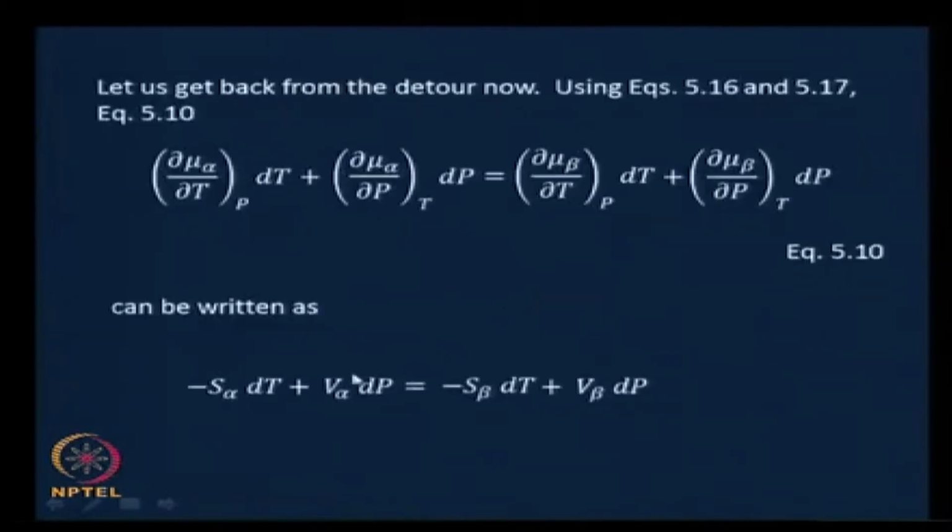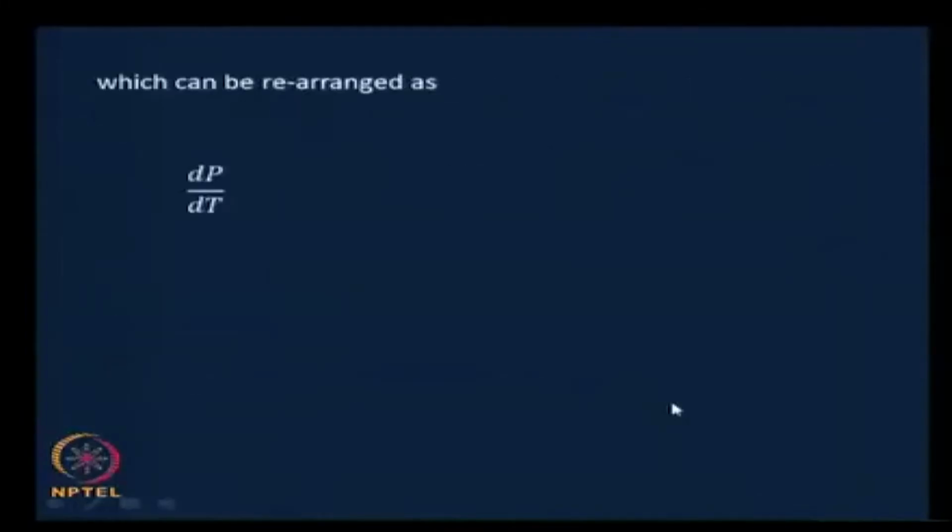The earlier quantities were differentials which can be interpreted as small distances on a graph, a geometrical interpretation, and we know that that can be interpreted as a derivative as long as the dimensions that are considered are extremely small, in the limit that tends to 0. dP by dT equals S alpha minus S beta divided by V alpha minus V beta. We will call this equation 5.19.